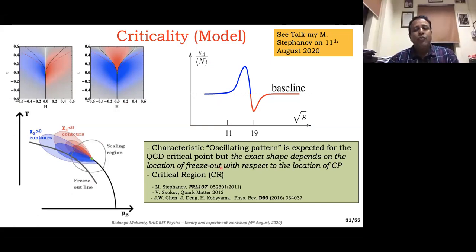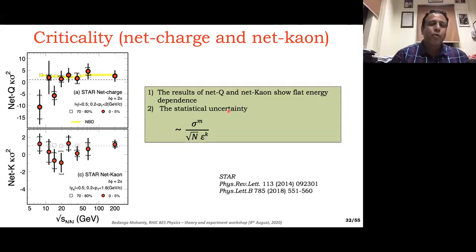In the end, we may not be able to tell about a critical point, but we could address a critical region, the physics of the critical region. And this non-monotonic variation of higher moments is what we are looking for at first as an experimental signature. So before I go to the net proton results, let me first tell about the two other measurements which STAR did, net charge and net kaon, net kaon being a proxy for net strangeness.